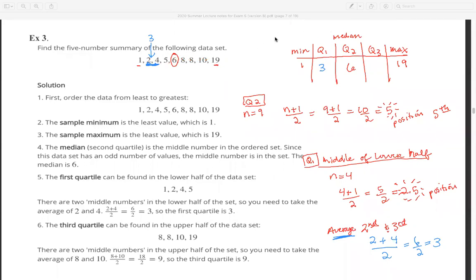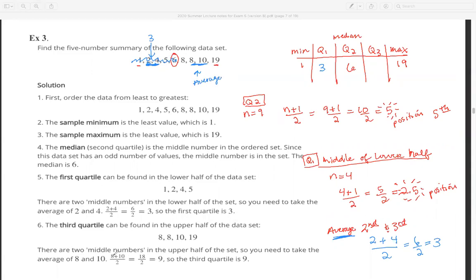If you're looking at the upper half, we have 1, 2, 3, 4 numbers. So just ignore the rest for a minute and ask, what's the middle of 4 numbers? Well, it'd be the 2.5 position. So we take the second and third number. 8 and 10 are the 2 middle numbers, and then we just take the average, just like we did to find the middle of the lower half.